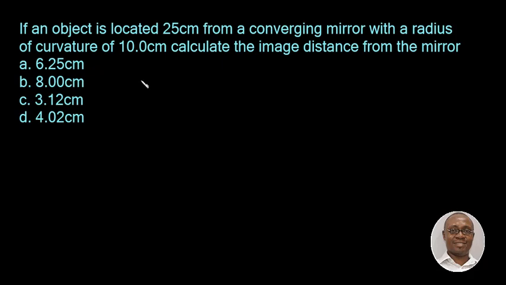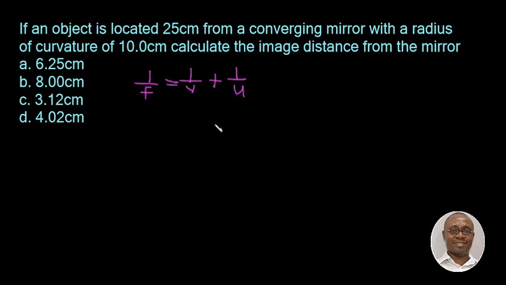So first we're going to take a look at the mirror equation for a concave mirror, which is 1 over the focal length represented by the letter F equals 1 over the image distance represented by the letter V plus 1 over the object distance represented by the letter U.